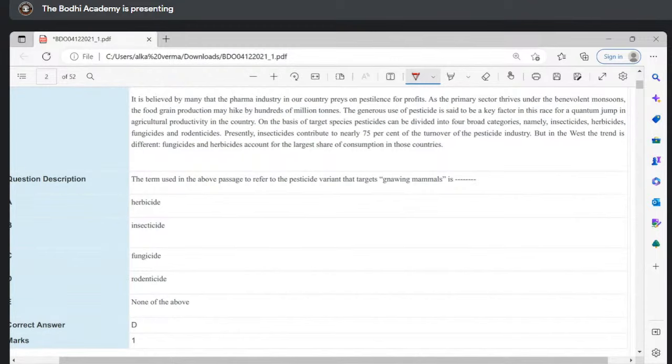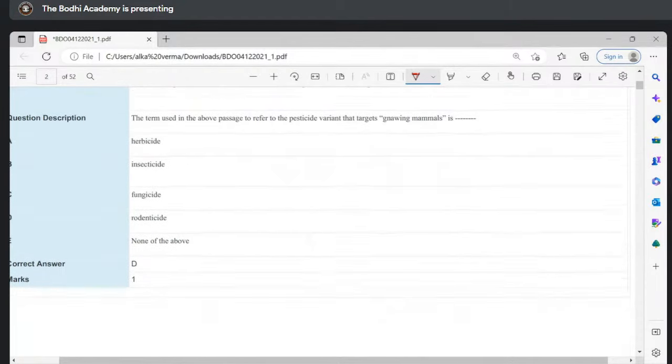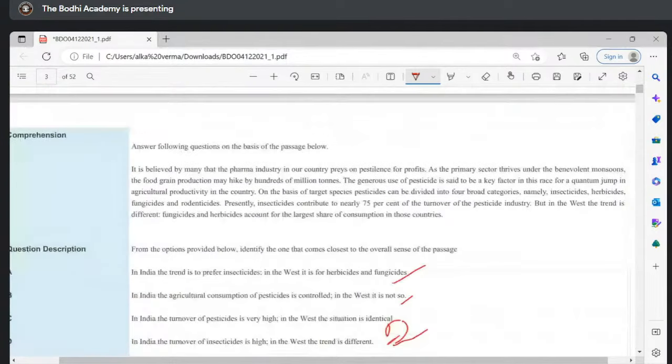So for the second question, the answer is D, that is rodenticide. All right. Moving on to the third one.